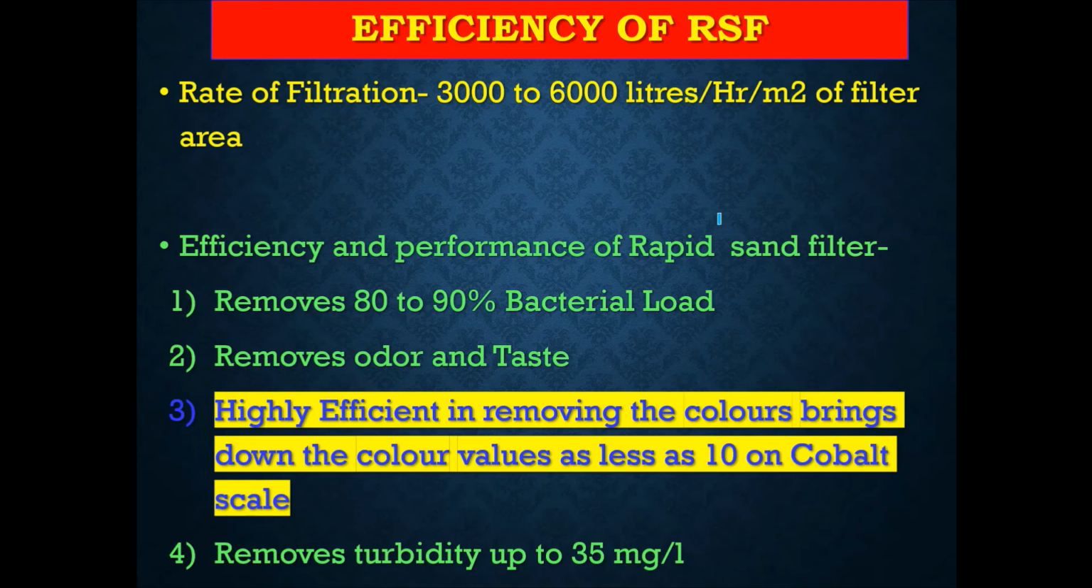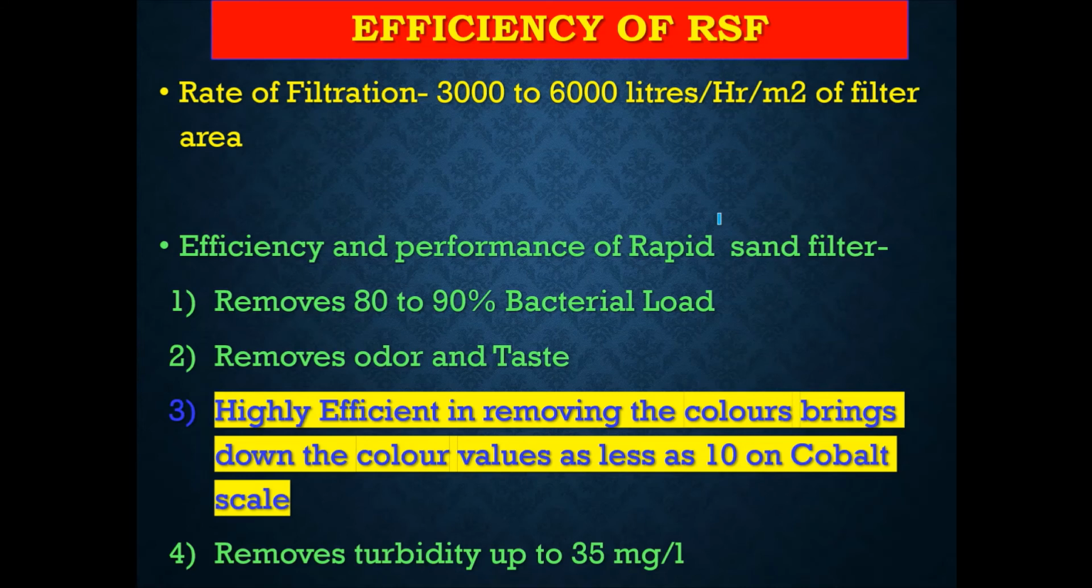98 to 99% of the bacterial load or microorganisms it is going to kill, but it removes what along with it. In this case, the slow sand filter removes 98 to 99% of the bacterial load, but the rapid sand filter is less efficient in removing the bacterial load. It removes only 80% to 90% of the bacterial load.